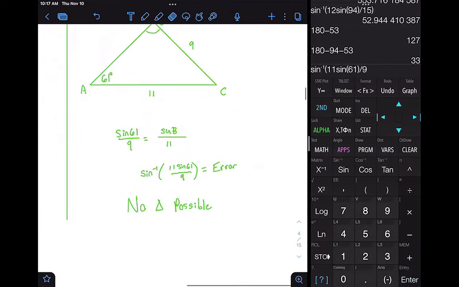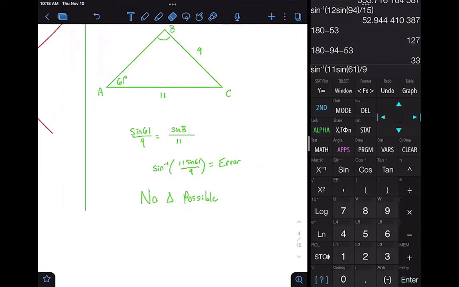And then let's see what's going on here. The next one here, we'll have 2 triangles possible. Everyone get all that there? All right, let's keep it going then.